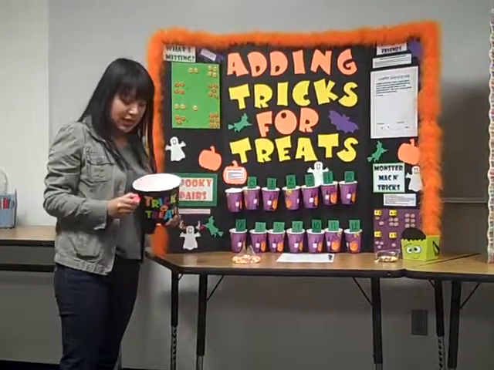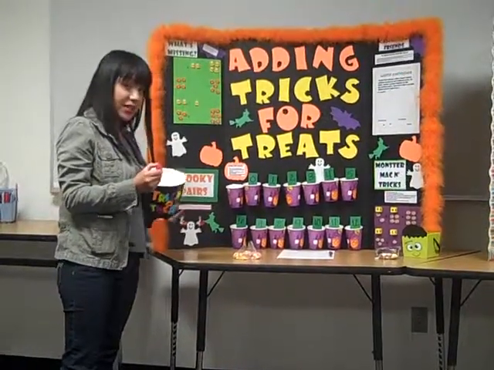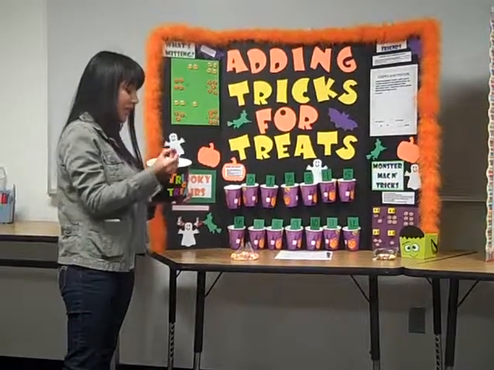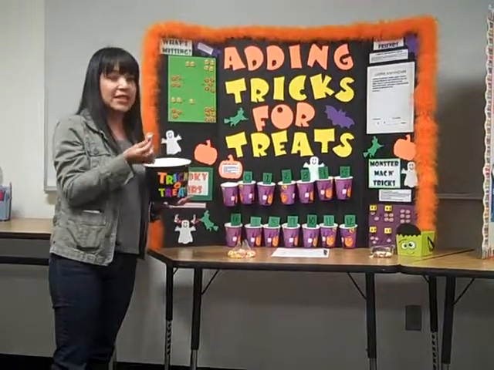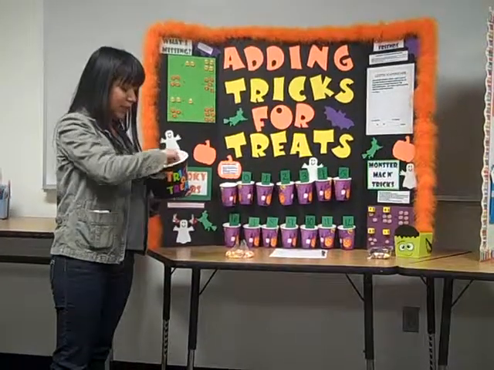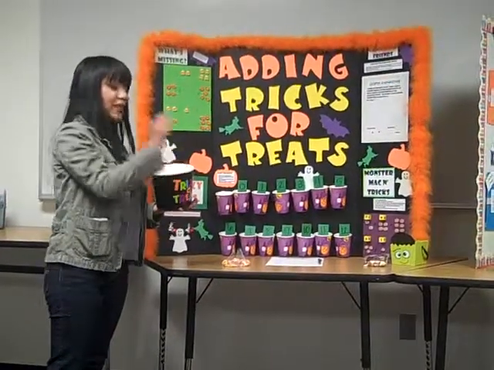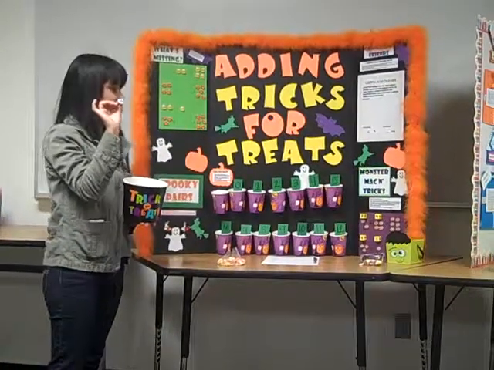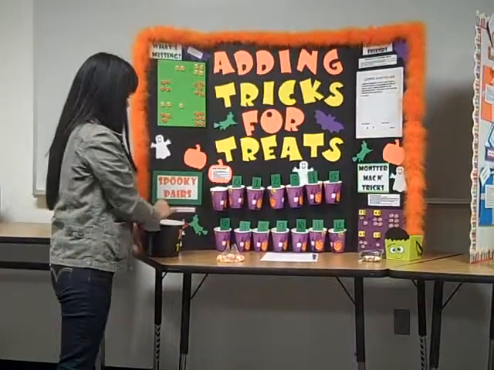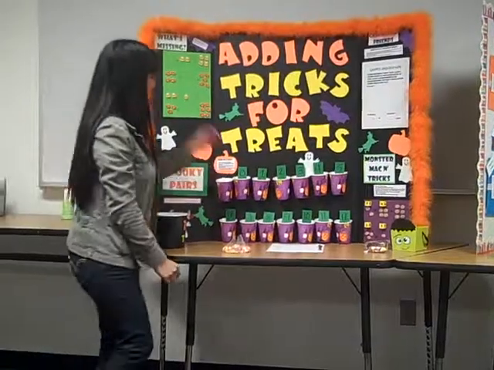Each one has the equation written underneath it. They'll have to pair this with the silver one that has the answer. So if they pick one that says 1 plus 0, they have to pair it up with the silver Hershey Kiss that reads 1. And then this one is called Dunk the Ghost.